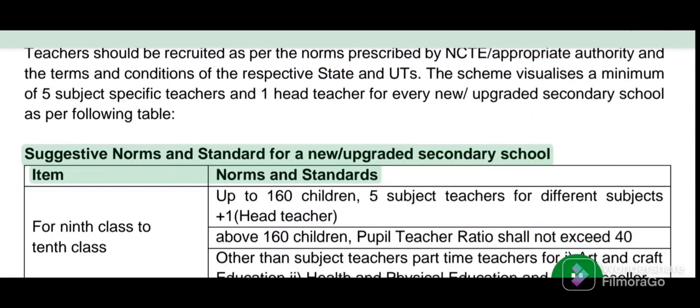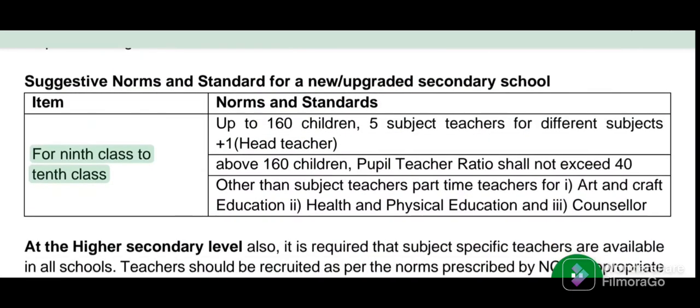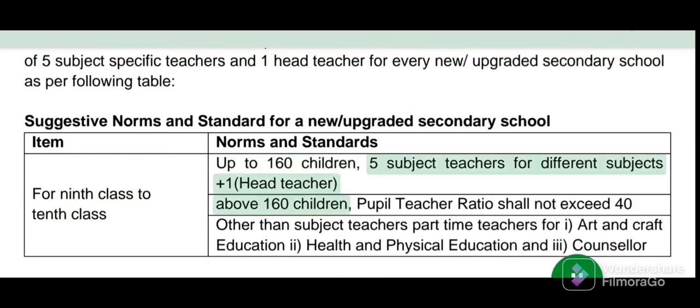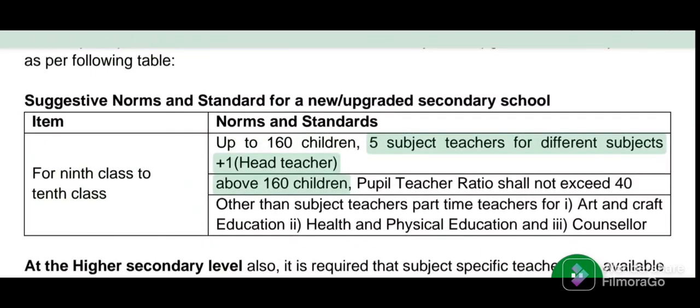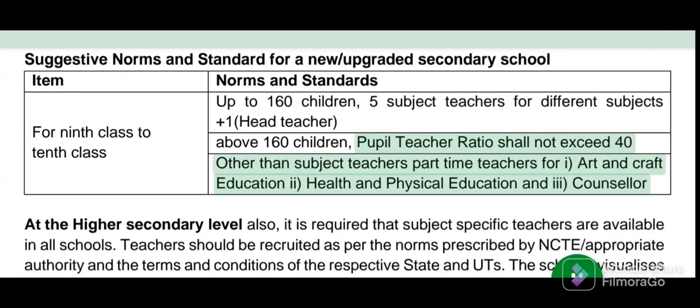Suggestive norms and standards for a new upgraded secondary school, for 9th class to 10th class. Up to 160 children: 5 subject teachers for different subjects plus 1 head teacher. Above 160 children, the pupil-teacher ratio shall not exceed 40. Other than subject teachers, part-time teachers for art and craft education, health and physical education, and a counselor.